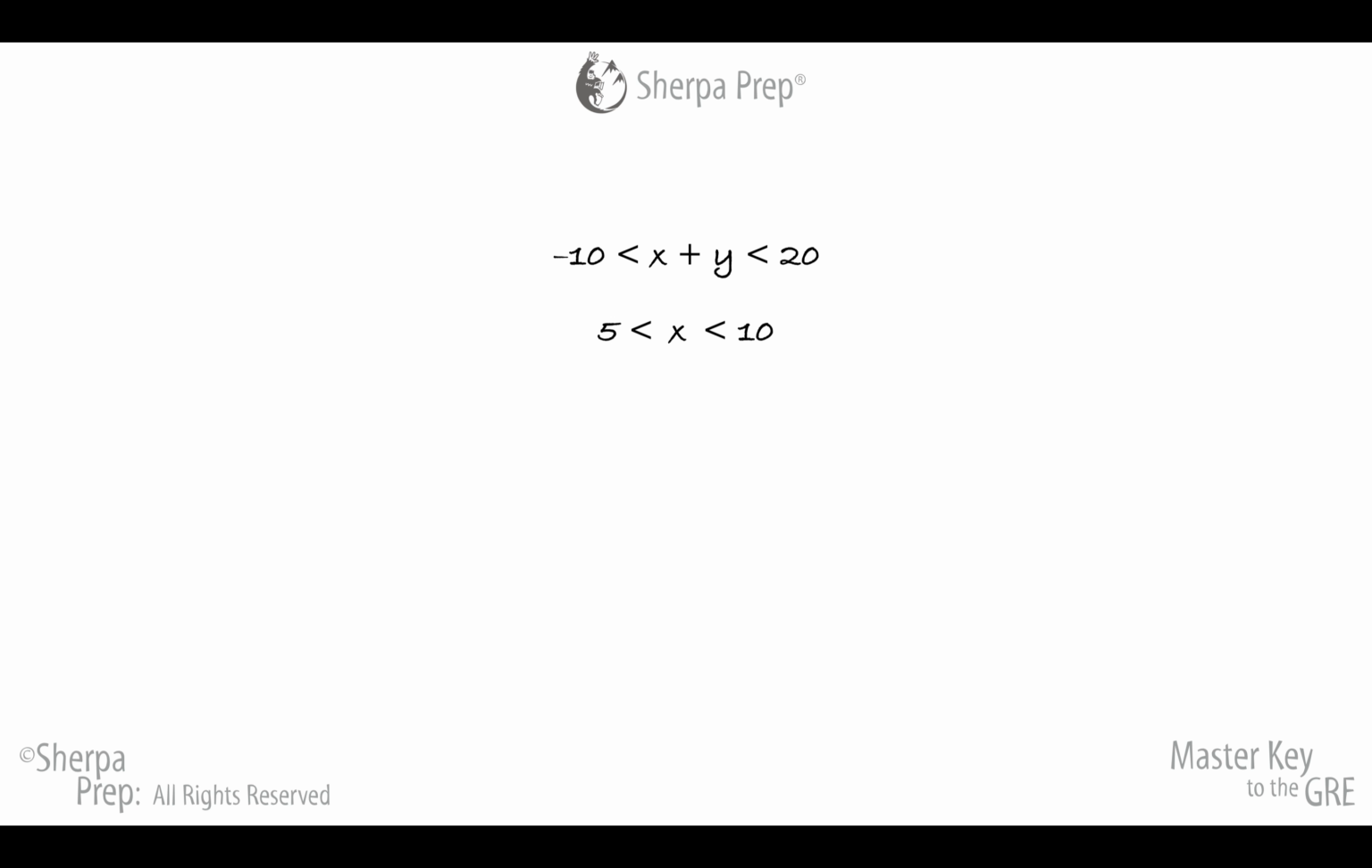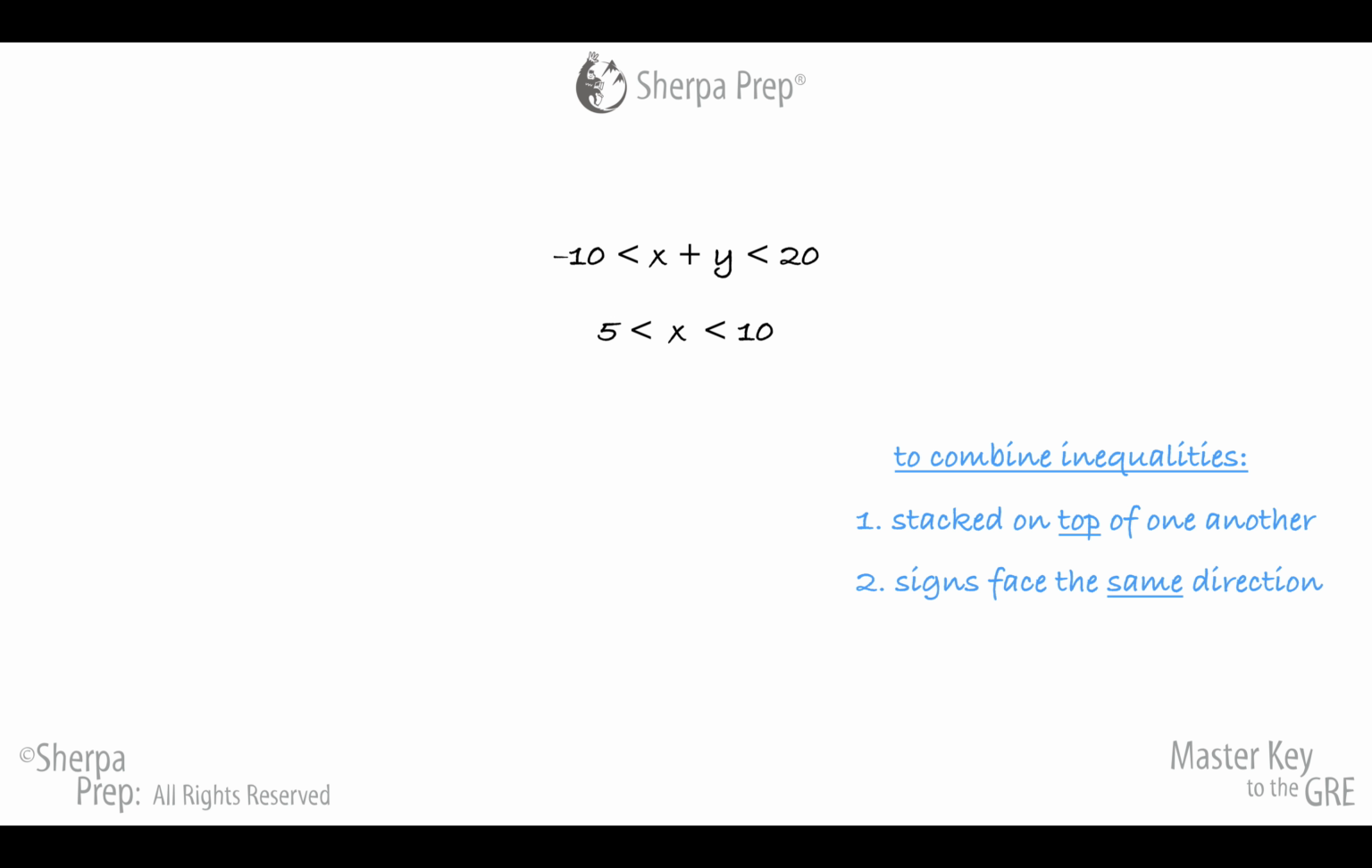First, you want to make sure that your inequalities are stacked on top of one another. And you also want to make sure that the signs of the inequalities face the same direction. Here, both those conditions are already met, which means we can go ahead and add up these inequalities. Before we do, however, I want you to notice one thing. Quantity A is about the value of y.